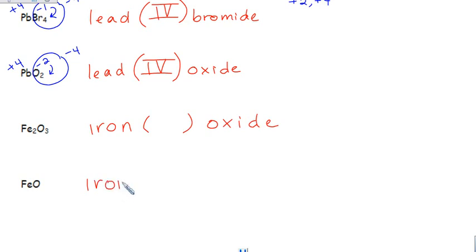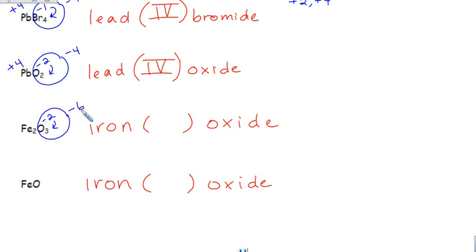Iron something oxide. Excellent. So we're going to work backwards. Oxygen is always -2. In this formula, there are 3 oxygen, for a total charge of -6 on the back end. So we need to get a +6 from our iron.